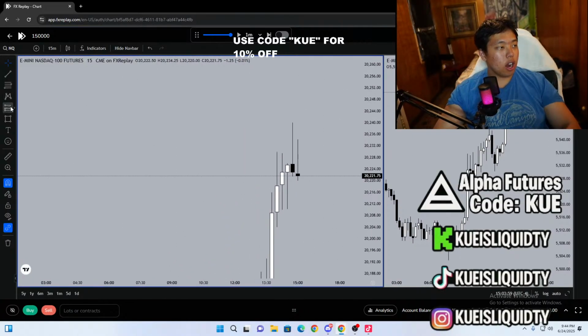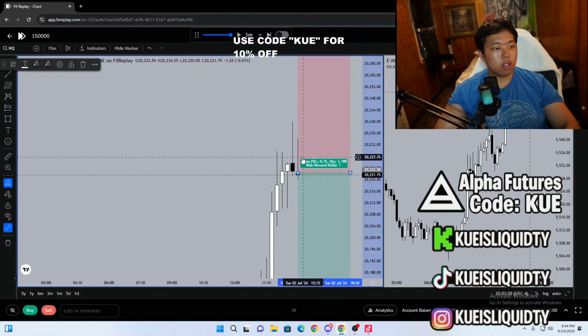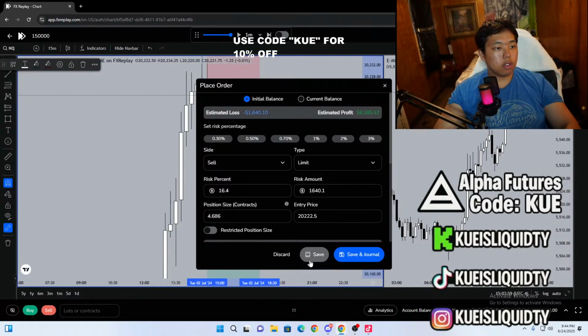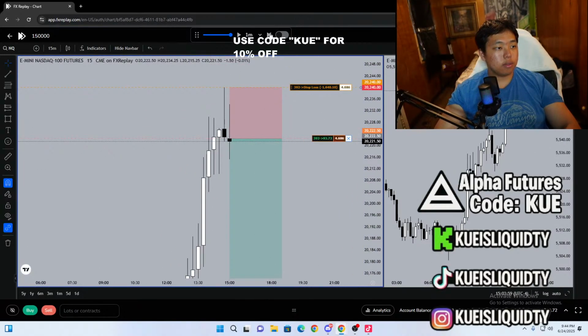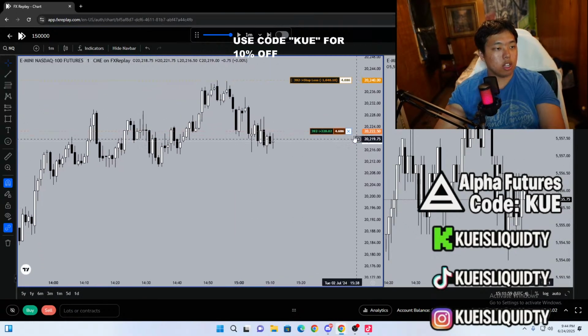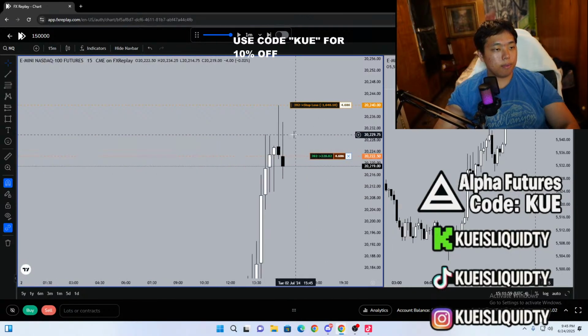All right, perfect. I would have entered here, at this rejection block. I would have entered shorts. Let's see what happens. I missed the entry. The entry would have been either the 50% mark of this range or something, but I missed the entry, so let's just keep playing it out.